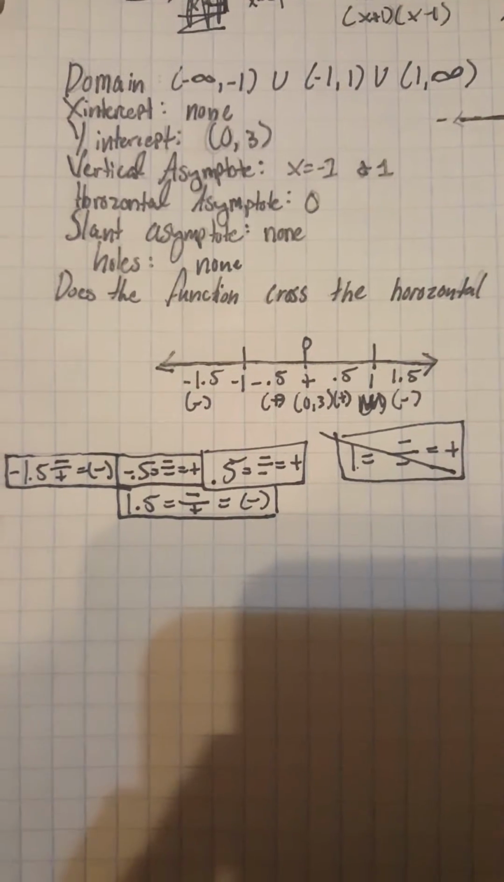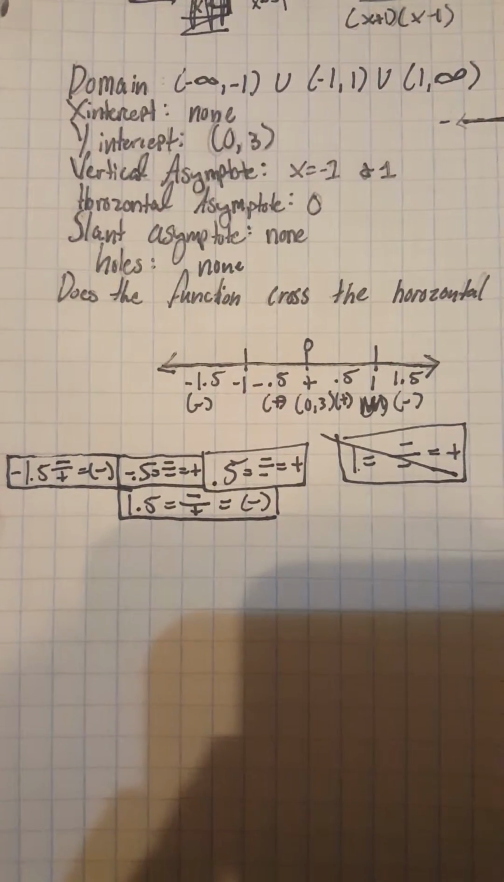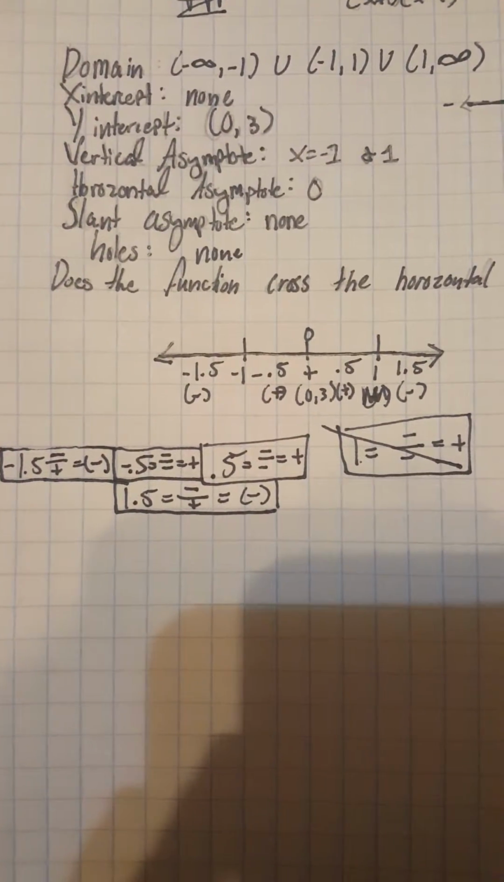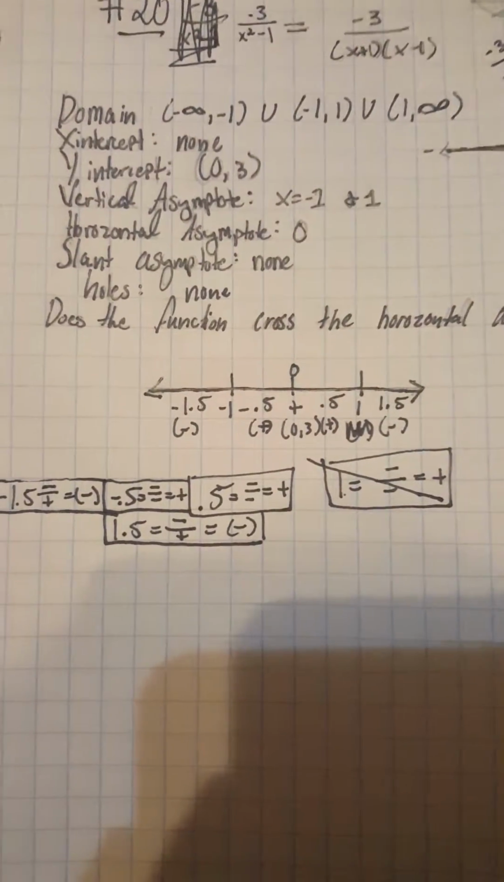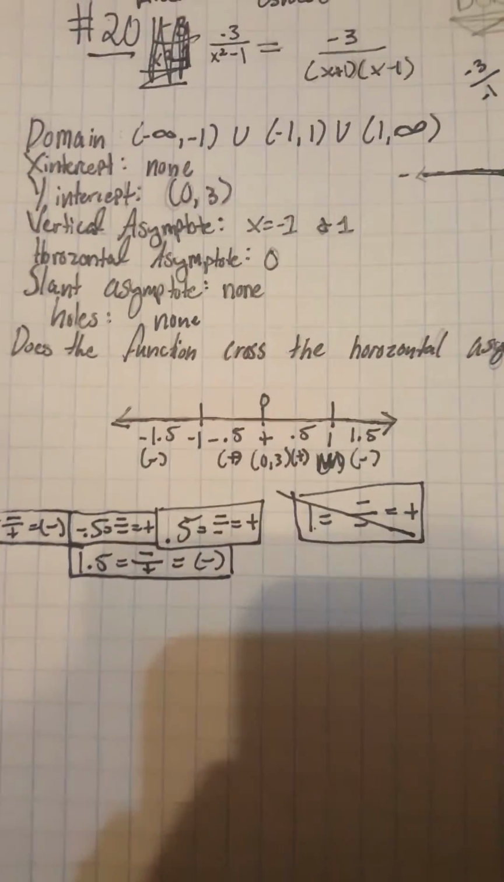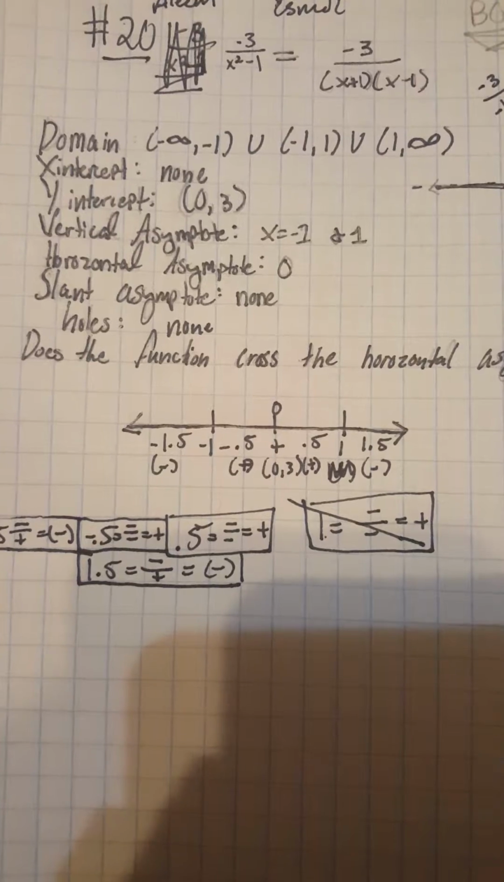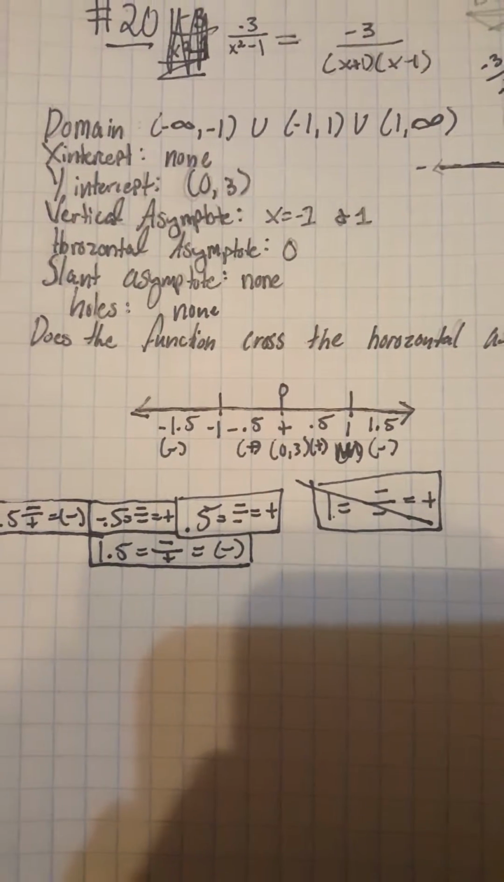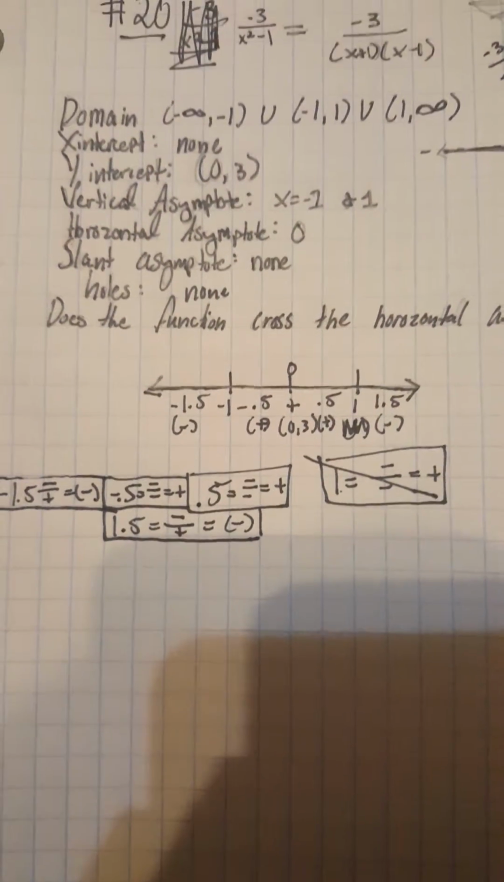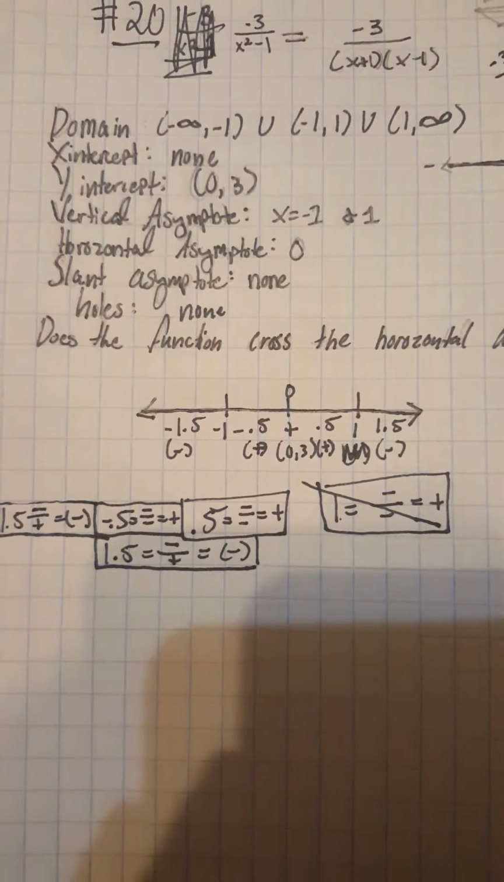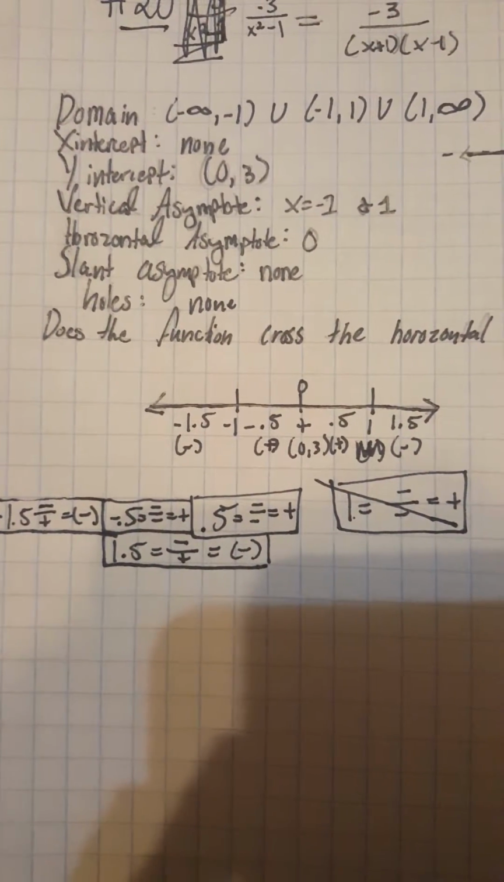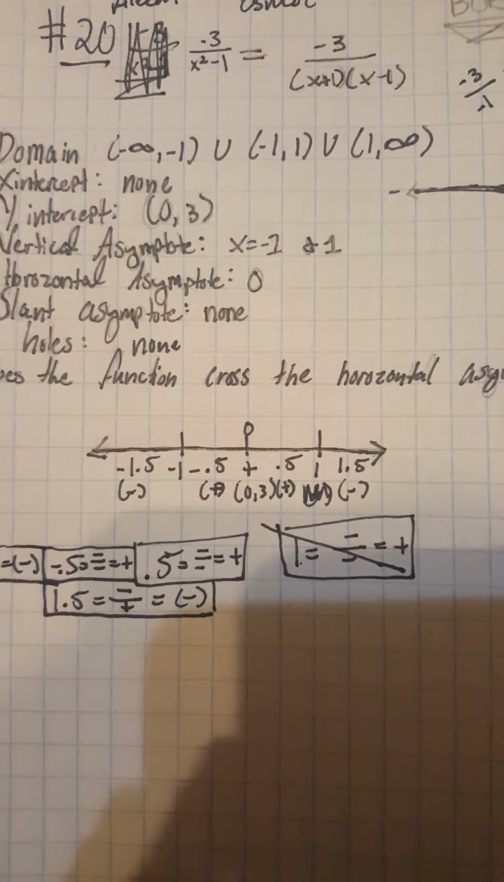Then I moved on to noticing that there cannot be a slant asymptote for a bottom-heavy function, and there cannot be a hole because there's nothing in the numerator that would cancel with the denominator. I also noticed that there cannot be an x-intercept, because there is no x in the numerator.